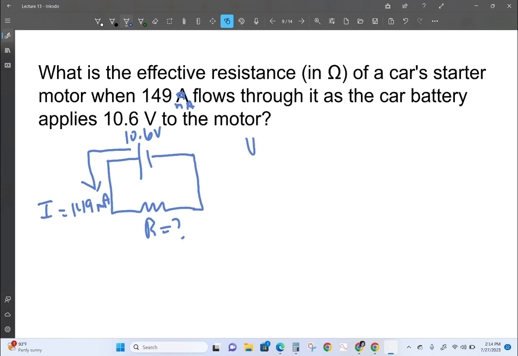So our formula is V equals IR. Okay, and R is going to be equal to V over I, which is 10.6 volts divided by 149 e to the negative 3 amps. It's very important for you to know your prefixes.